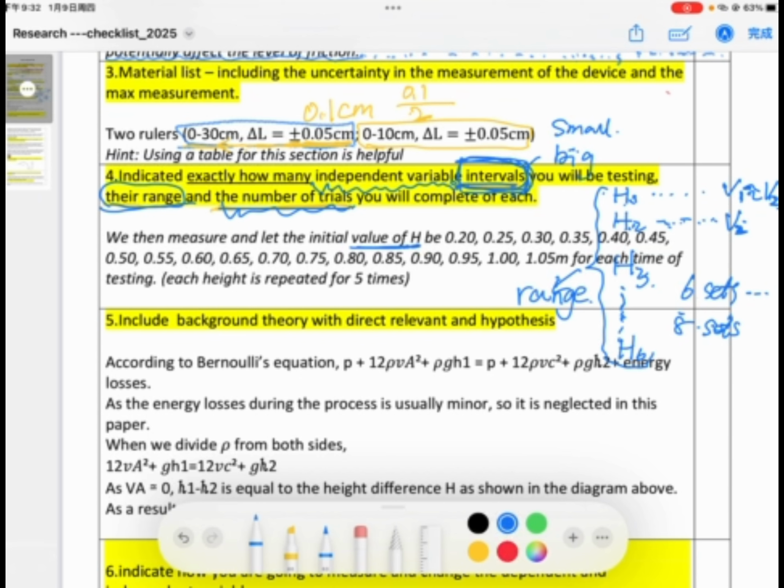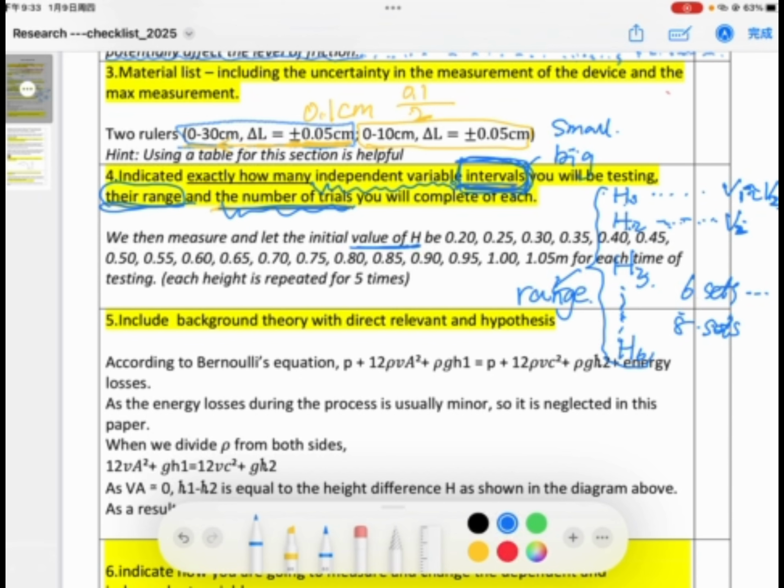So when you actually talk about this interval, range, and trials, you are showing the examiner that you have carefully considered these elements and done a careful design, and it's actually an important part of your design, right?